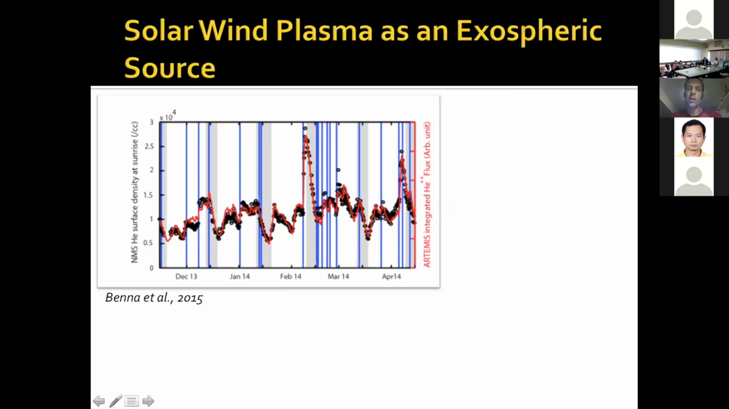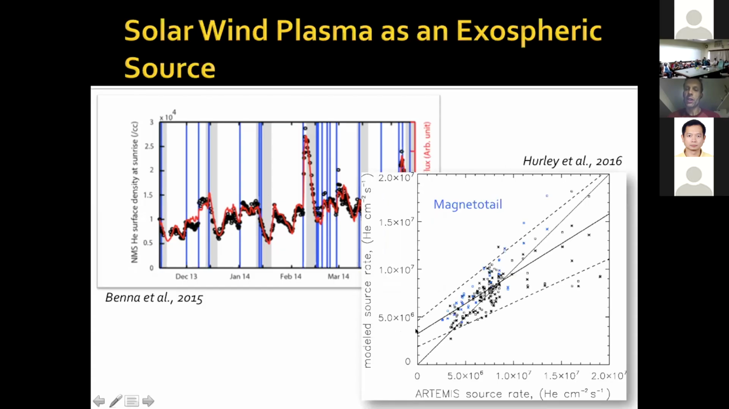What you're looking at here is actually a comparison between two completely different measurements. The black dots are measurements of neutral helium in the exosphere of the moon by the LADEE spacecraft. The red line is actually a calculation of the flux delivered of alpha particles, doubly ionized helium, from the solar wind. And you can see that there's a nearly perfect correlation between them, showing that most of the helium in the lunar exosphere is delivered from the solar wind.